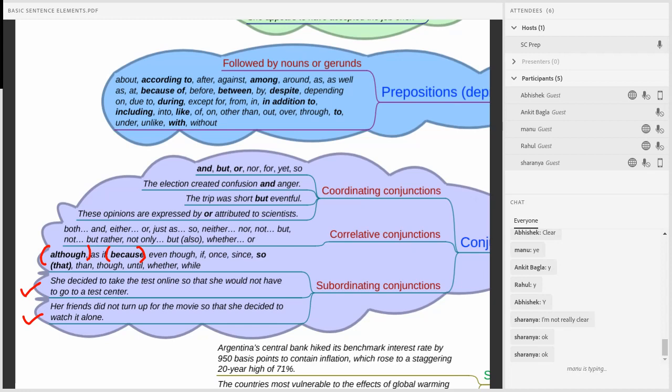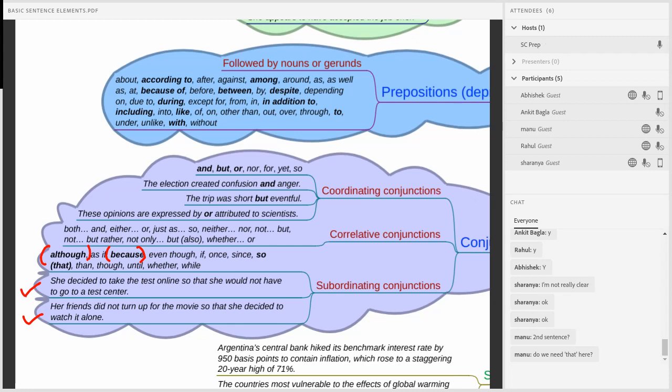This is how we normally use so that. It's the second one. Her friends did not turn up for the movie so that she decided to watch it alone. This so that means with the consequence that. Now, this is not. Oh, yeah, that's a good question. You don't need the that over there. So the that is optional. In fact, you see that is in brackets over there. Brackets basically means that it's optional.